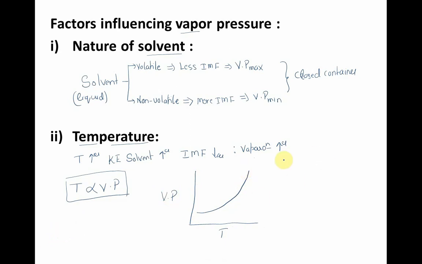It can also be explained in one more equation, that is ln P2 by P1. P2, P1 indicates the vapor pressure of the solvent at two different temperatures, is equal to delta H by R into 1 by T1 minus 1 by T2. Where P1 and P2 are the vapor pressures at temperatures T1 and T2, and delta H is called the enthalpy of vaporization. Enthalpy of vaporization. Okay.